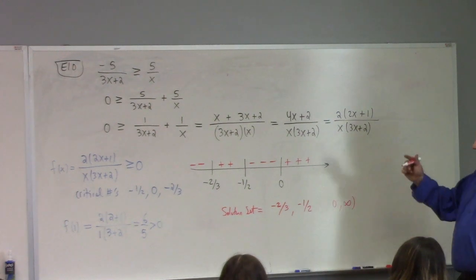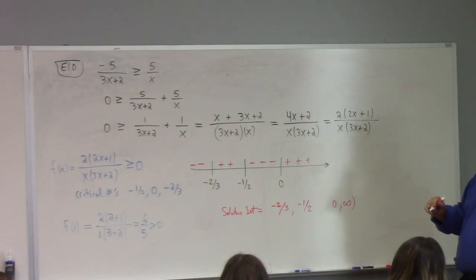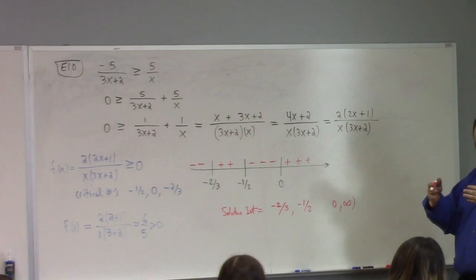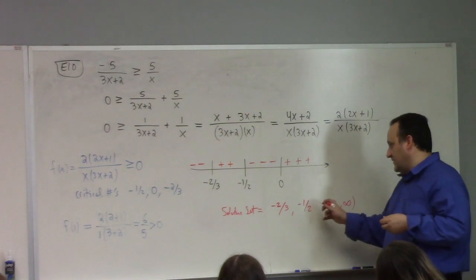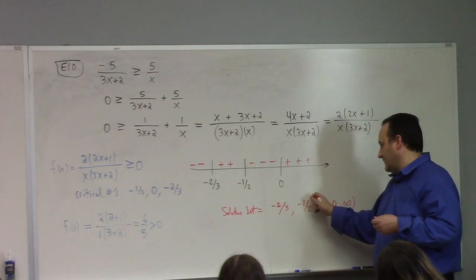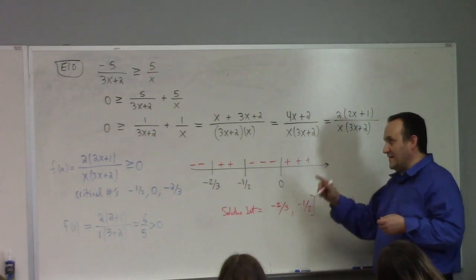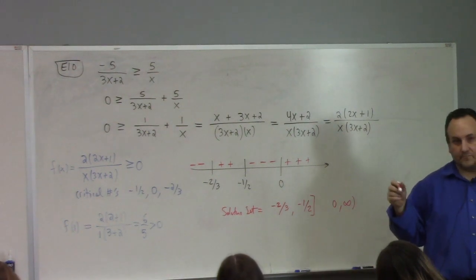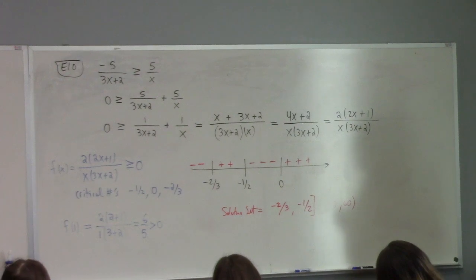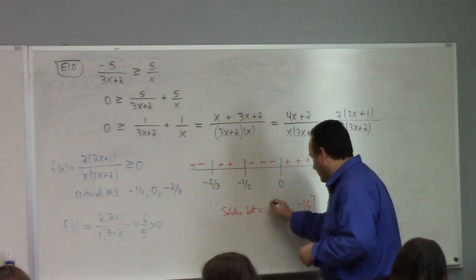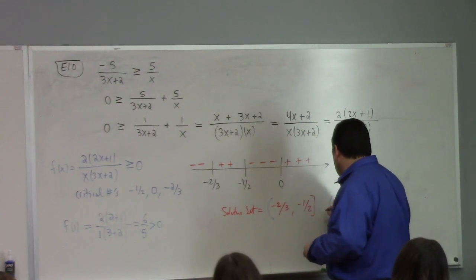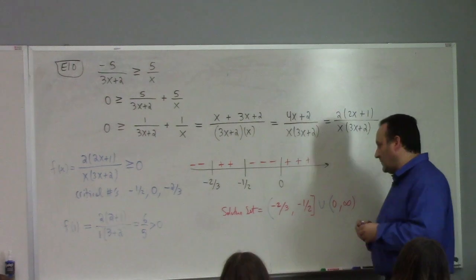Now, it's greater than or equal to, right? So I'm including where it makes it 0. Where are those points? That's just the minus 1/2. So I include the minus 1/2 because that makes the numerator 0. But I need to exclude the other 2 points because they give us division by 0. So like that, and like that, and then we union these guys.